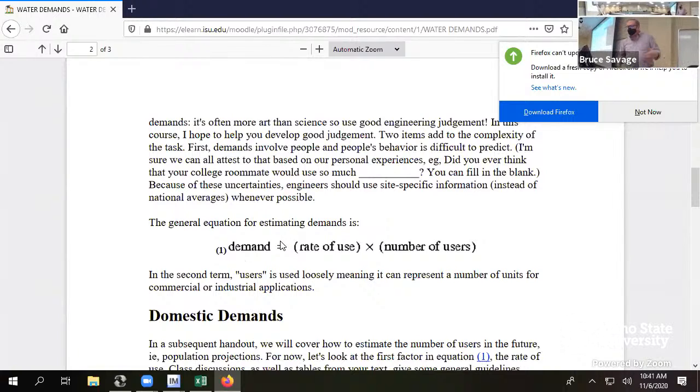What is the demand that we need to plan for? The demand is going to be the rate of use times the number of users. Makes pretty good sense, right? How much water per day on average are we using? How many people do we have? But wait, we have to plan for the future too. How many people are we going to have in the future? We only want to put this system in once now, and then we want it to last for 20 years. What's the capacity? So we're going to have some population estimates, some growth estimates to add into that.